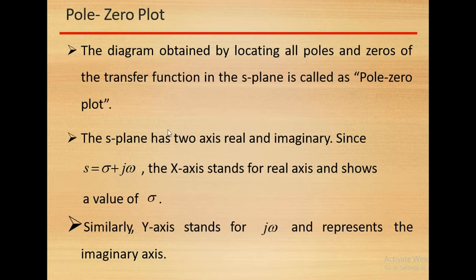If you see any equation, it may be a combination of these two values. Either it may have real values, or imaginary values, or a combination of both. Here we have taken the combination, S is equal to sigma plus j omega. So the X axis stands for the real axis and shows the value of sigma, which is a real value. And as discussed earlier, j omega represents imaginary values, so the Y axis stands for j omega, and it is used to represent the imaginary axis.